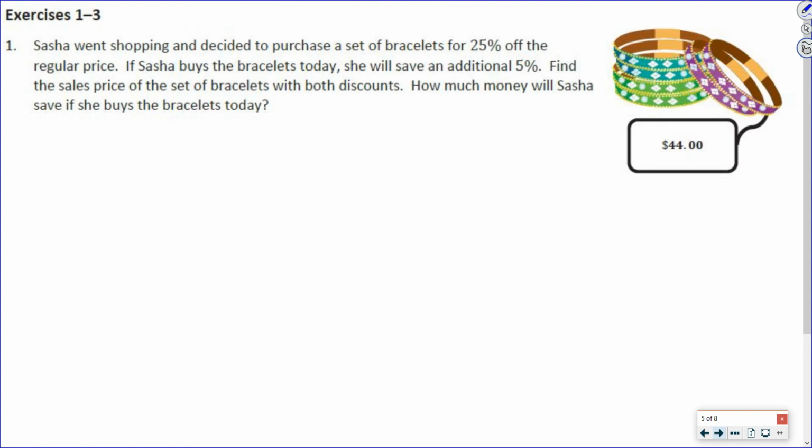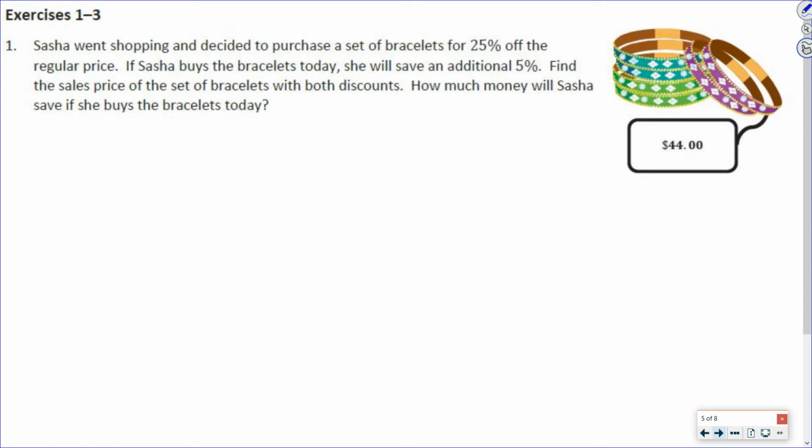All right, Sasha went shopping and decided to purchase a set of bracelets for 25% off the regular price. If Sasha buys the bracelets today, she will save an additional 5%. Find the sales price of the set of bracelets with both discounts. How much money will Sasha save if she buys the bracelets today?